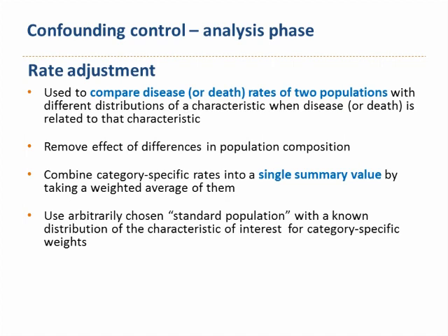Rate adjustment removes the effect of differences based on population composition. You combine the category-specific rates into a single summary value by taking what is essentially a weighted average of each of the strata. You use an arbitrarily chosen standard population with a known distribution of the characteristic of interest for the category-specific weights.